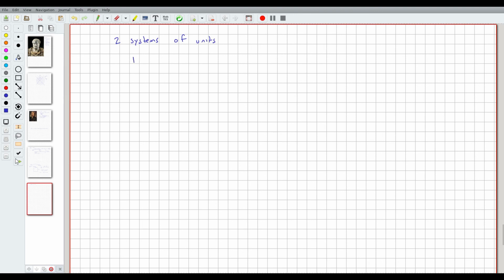You have something called the imperial system. And you have something called, and this is in French, the international system. Now, the imperial system is what we use here in the United States. When we measure things here in the U.S., we measure things in feet or inches. Maybe we measure temperatures in Fahrenheit.